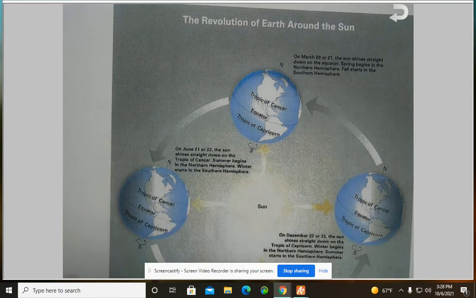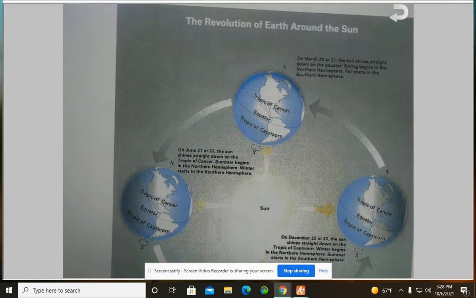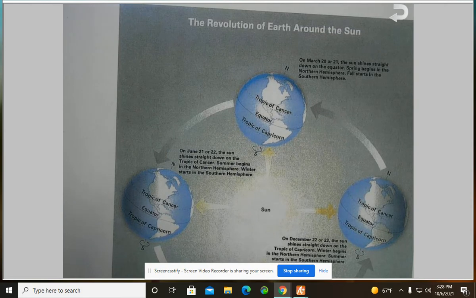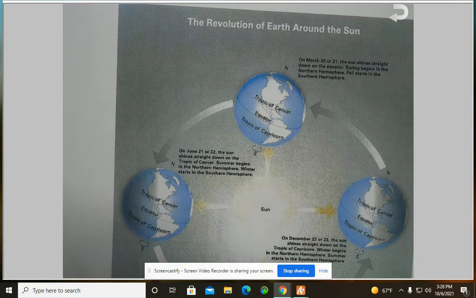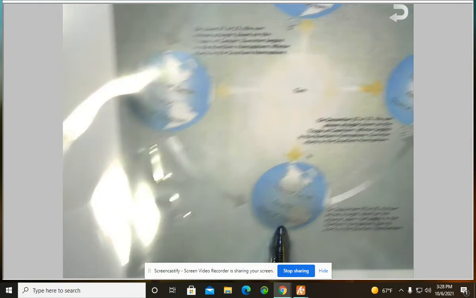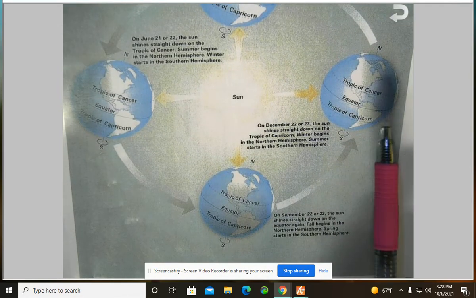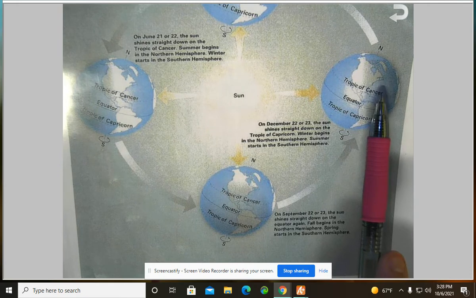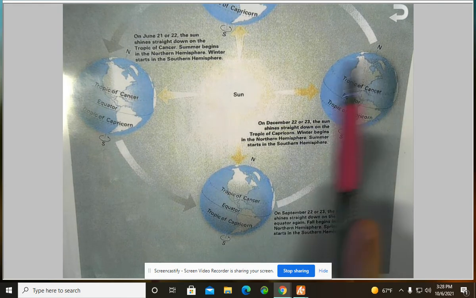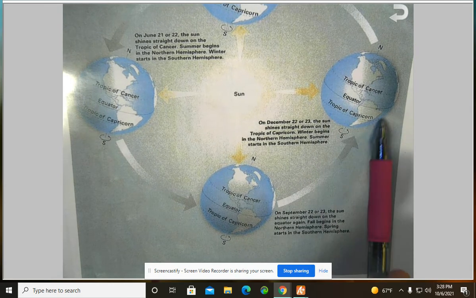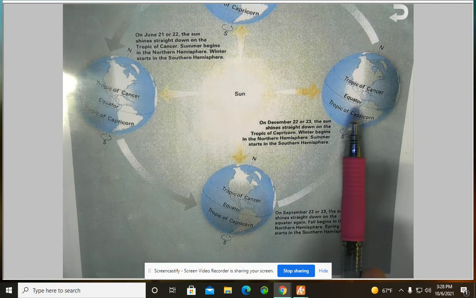And then as it goes to the fall solstice, all of the northern hemisphere is in fall. All of the southern hemisphere is in spring. And then it will go to winter, and all of the northern hemisphere is in winter, and all of southern hemisphere is in summer.